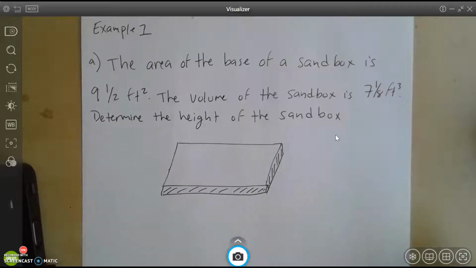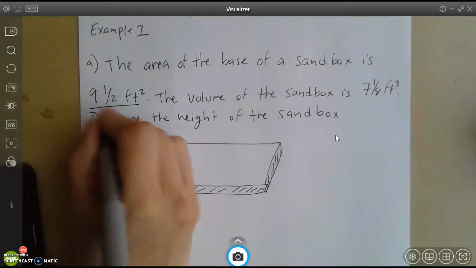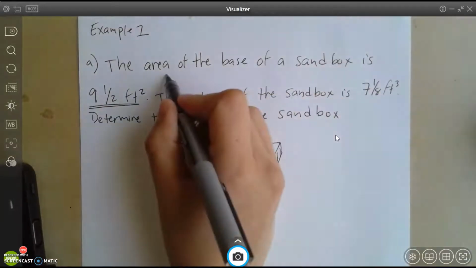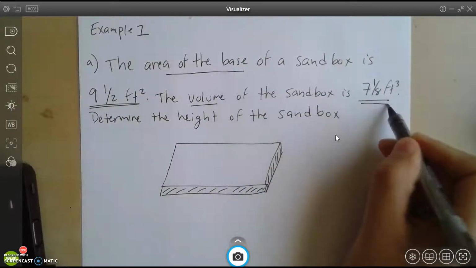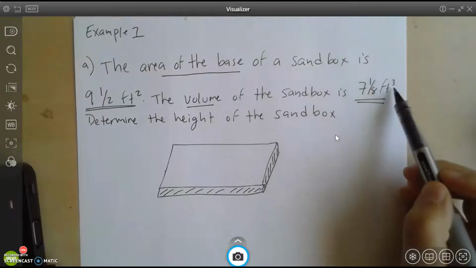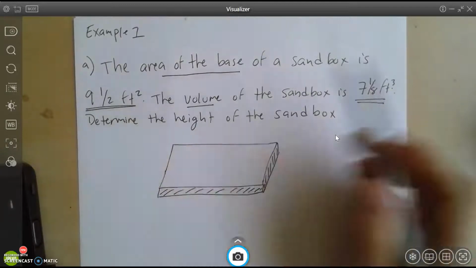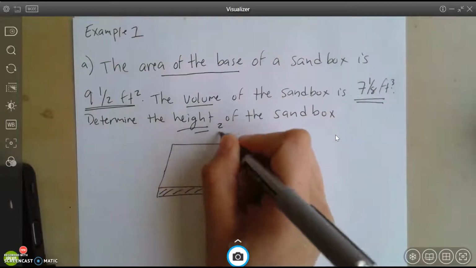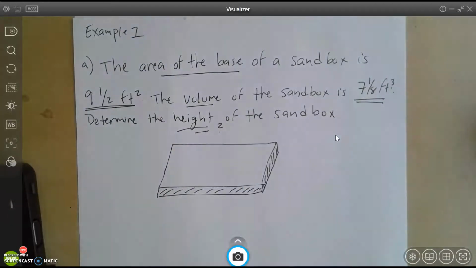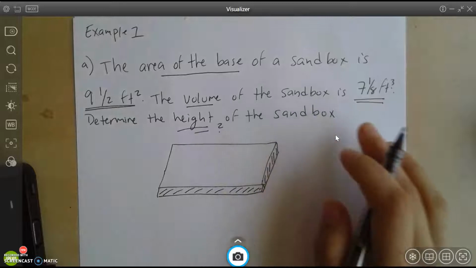So here we go. The area of the base of the sandbox is 9.5 feet squared. That's important. That's the area of the base. The volume is 7 1/8 feet cubed. Notice the different units. Area is squared, volume is cubed. And it wants us to determine the height. That is my unknown.